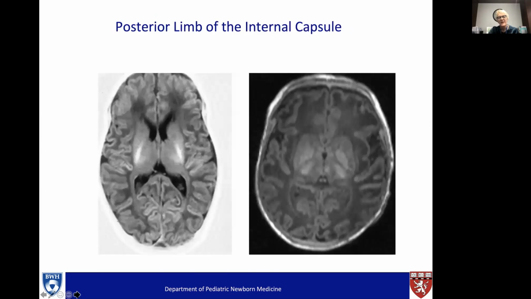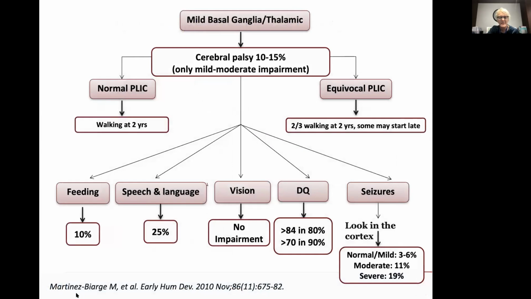So why does this matter? As we've said, this plaque is very important to detect. It matters because it's been studied to relate and help you in talking with families about prognosis. So mild basal ganglia injury, we often think of as mild, but in fact, 10 to 15% of these children will go on to have cerebral palsy, although it'll be at the milder end.